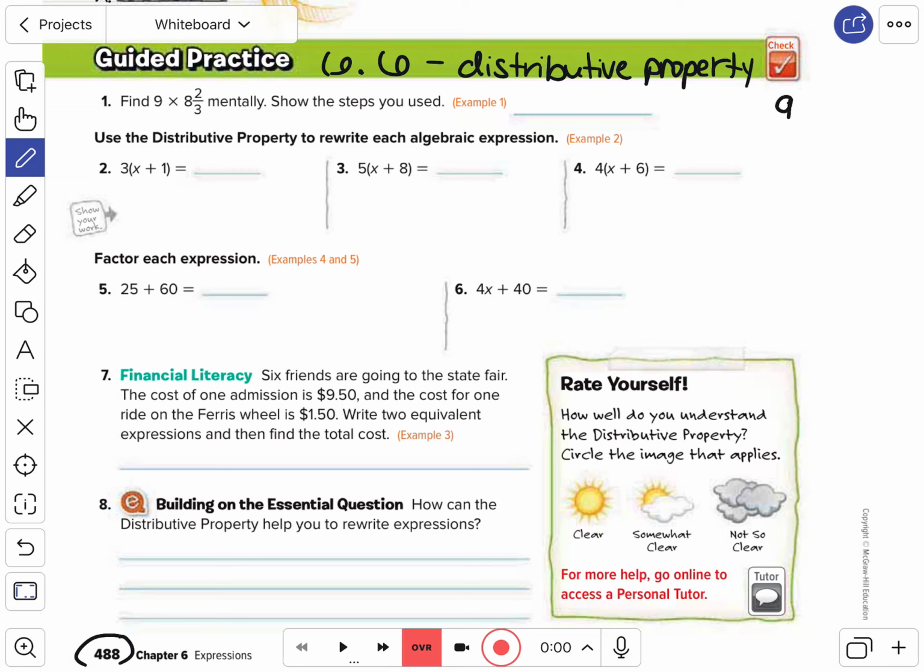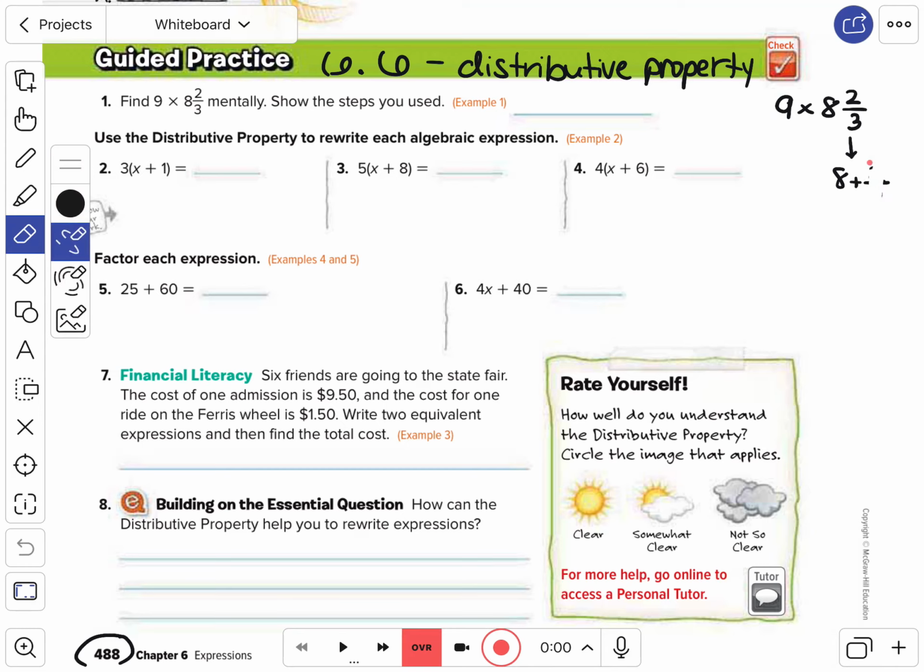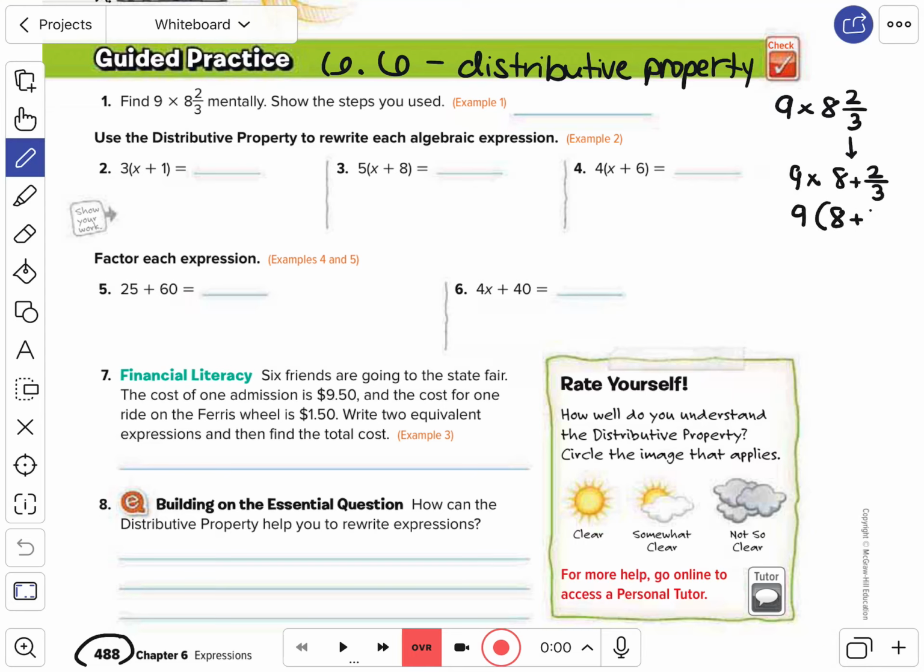So we have 9 times 8 2/3. So what a mixed number actually means is 8 is being added to the fraction 2/3. So I can add an addition symbol, 8 plus 2/3. So this is 9 times 8 plus 2/3. When we have multiplication and then addition or subtraction, we can distribute. So 9 times 8 plus 2/3. So that's what a distributive property problem looks like.